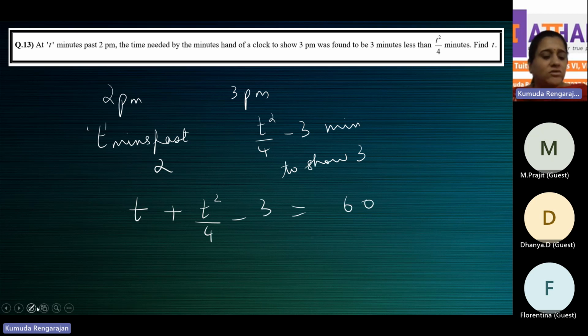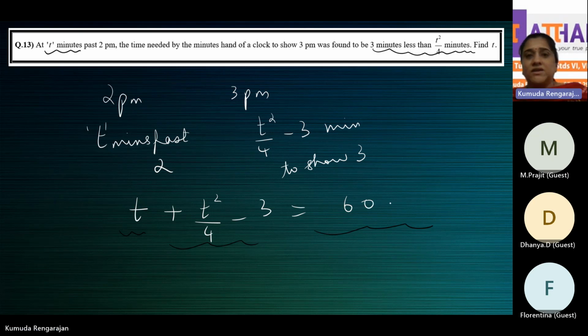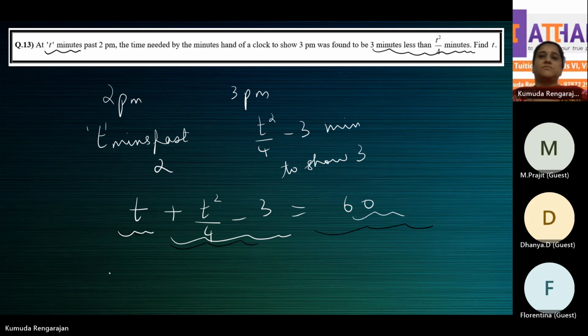And all this is also in minutes only, so we don't have to worry. T minutes and 3 minutes less than t square by 4 minutes. So minutes plus minutes is equal to minutes. You should not write 1 hour here because t minutes and t square by 4 minus 3 minutes will be 60 minutes. All right.